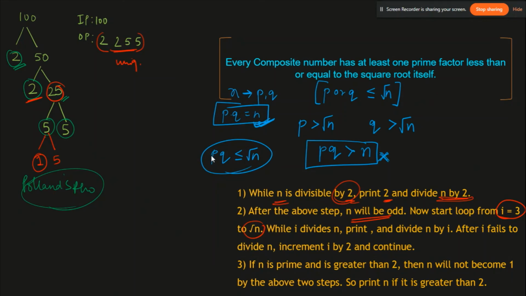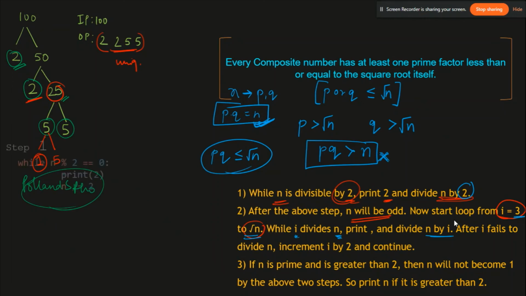I have shown you the proof and given you the reason why we are checking only till root n. So the prime factors of any composite number are going to be between 2 and root n. We have checked for 2, now we're going to check from 3. So 3 to root n. We are going to divide n by i, where i is between 3 and root n, and print that number if it is divisible, and further divide n by i.